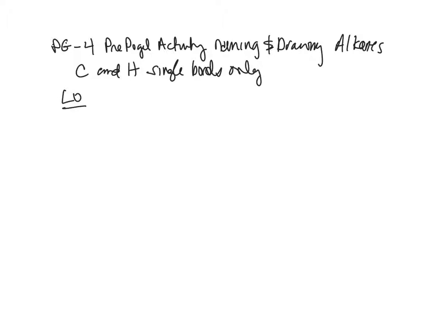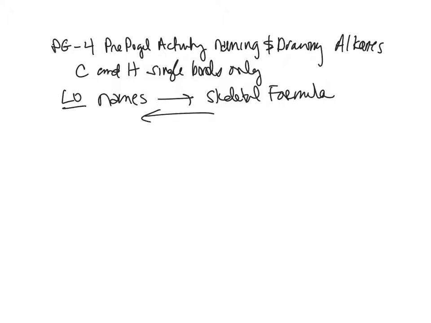Your learning objective for this pre-POGL activity is to be able to take names and convert them to the skeletal formula, and then also to take the skeletal formula and convert it to the name. So there are some things you're going to have to memorize. I'll go ahead and tell you what they are.